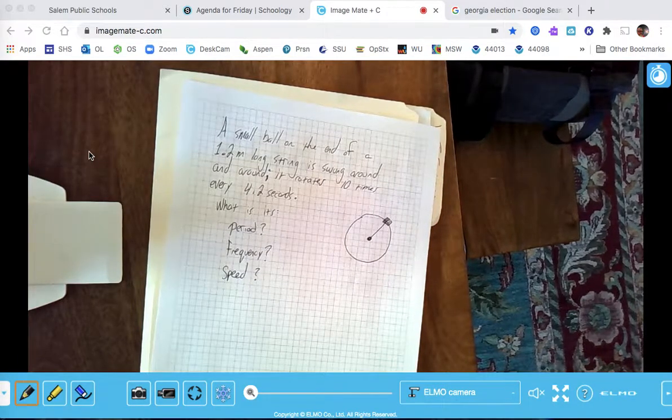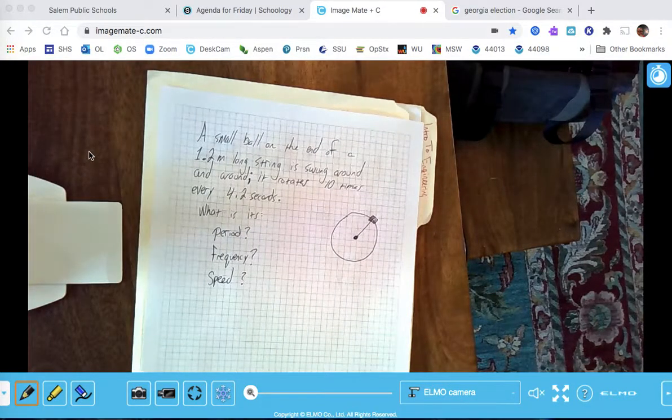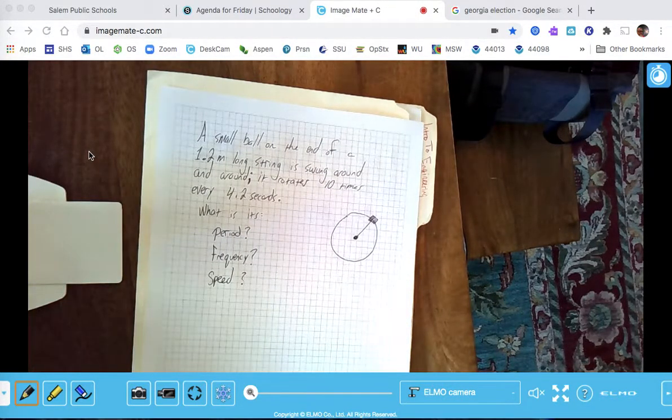Okay, so here is a quick sample video, a quick example video in which we're going to do two problems regarding circular motion and some of the things we need to calculate when we deal with circular motion.